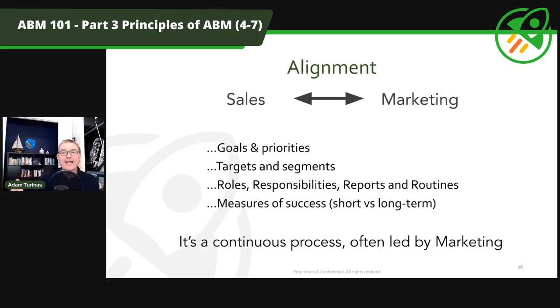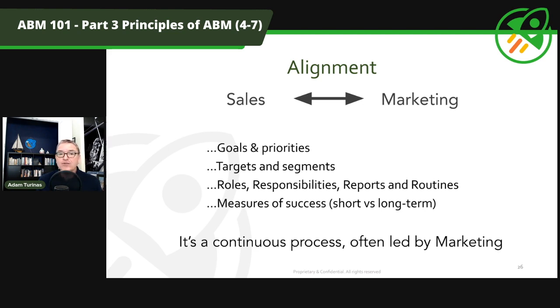And so what alignment looks like is sales and marketing are joined at the hip on the goals and priorities, on the targets and segments, roles, responsibilities, the reports, the routines, and what the measures of success are. And it's a continuous process that's often, but not always, usually led by marketing. Marketing is usually the one that has to take the initiative on this. It doesn't always happen that way, but I've found that's more the case.